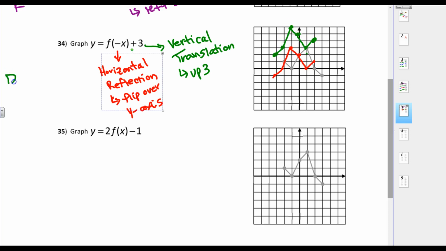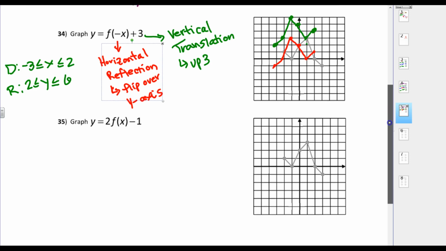So if I was looking at the domain of this thing, well, my domains have flipped because we did this horizontal reflection. We're now going between -3 and 2 on the x-axis. And my range, on the other hand, has also moved, but it's been shoved up. So now my lowest point, where before it was -1, now my lowest point is +2. And my highest point is now 6, because we went up 3 units on the y direction.